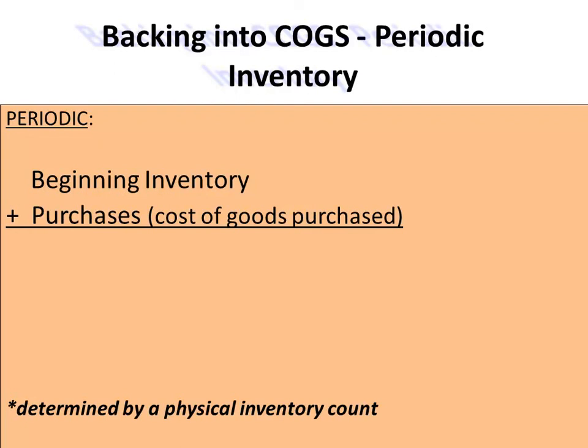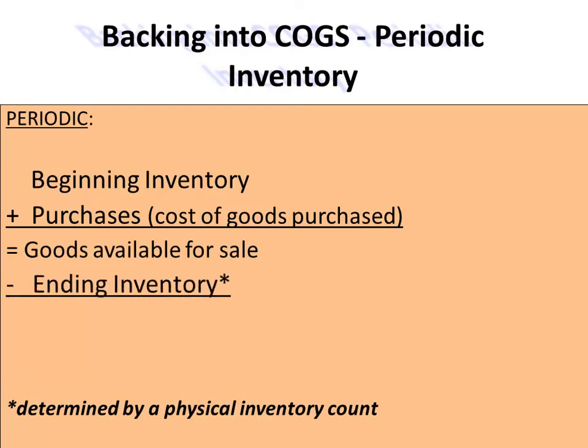So here, I believe you've seen this before. Beginning inventory plus purchases. What does that give you? Goods available for sale. Minus ending inventory. How do we get that? We physically count inventory. Gives you cost of goods sold. Where does beginning inventory come from?